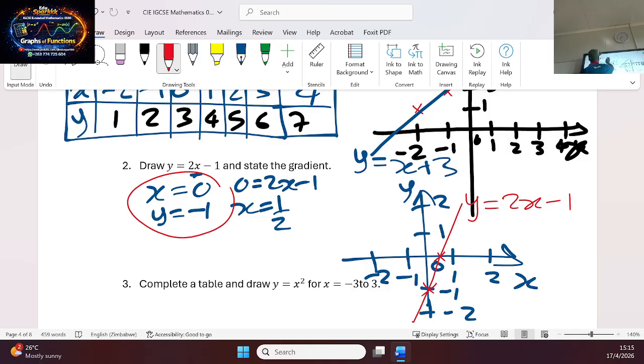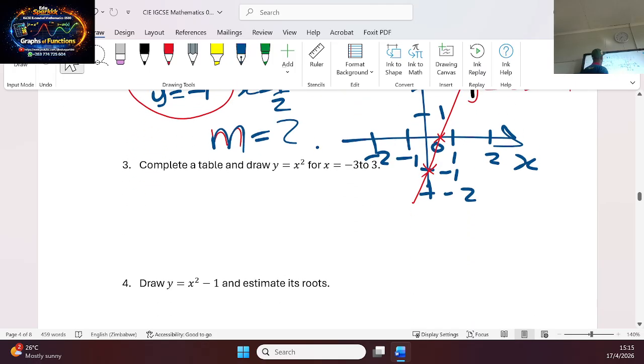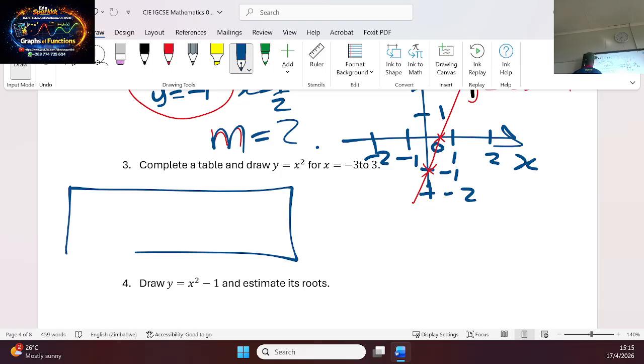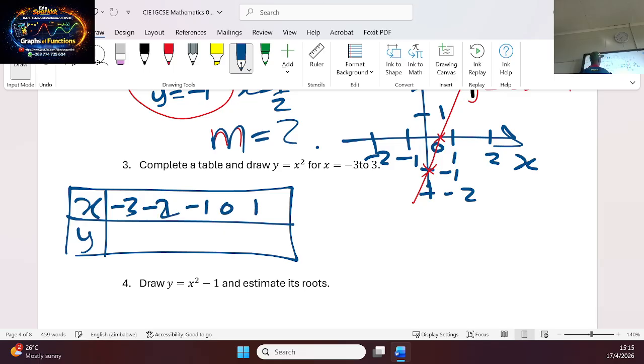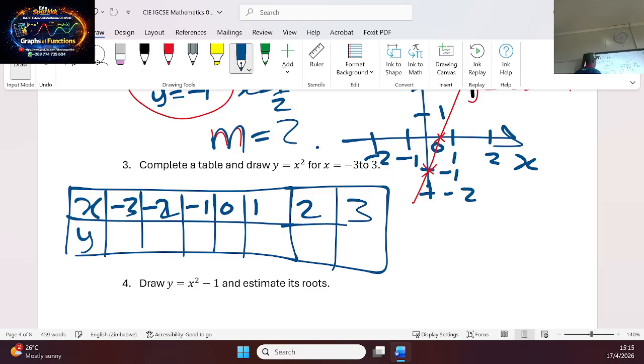They are saying state the gradient. Gradient, we saw it earlier, is denoted by the symbol m. m is equal to the coefficient of x, which is just 2. Then moving on, complete the table and draw the graph of y equal to x squared. So I'll do my template for the table. We're interested in minus 3 to 3: x, y, minus 3, minus 2, minus 1, 0, 1, 2, 3, something like that. Because we want to use a table of values, we're going to be doing little substitution there.